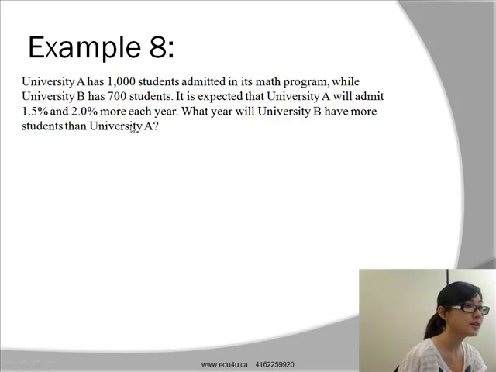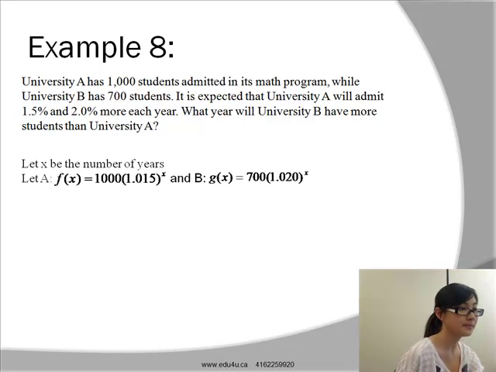Now let's take a look at a word question. Example 8 from your learning resources. University A has 1,000 students admitted into its math program, while University B has 700 students. It is expected that University A will admit 1.5% and 2% more each year. What year will University B have more students than University A? I suspect that 2% should be for University B. Though University B is growing at a faster rate than University A, University A started out with more students. So at what year will they have the same number of students?